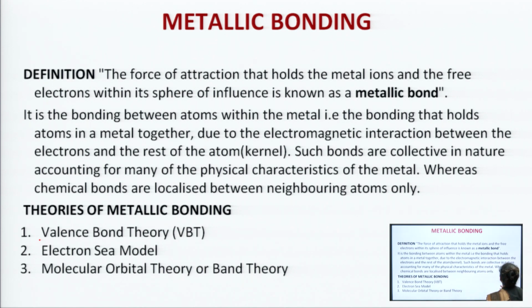Such bonds are collective in nature, it is not a bond between two atoms. Metals have an innumerable large number of atoms, so such a bonding between all those atoms accounts for many of the physical characteristics of the metal, whereas chemical bonds, if you think of them, are localized between neighboring atoms only.